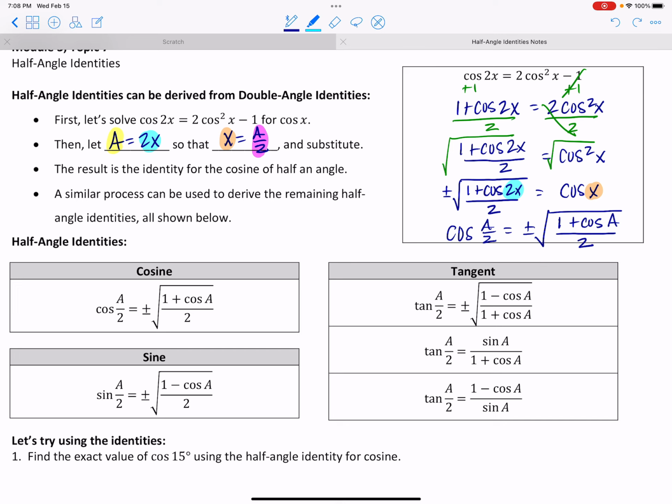It's actually good practice to manipulate these, but you can work through the solving of some of the other double angles and end up with these half angles. Ultimately, though, I just need you to be able to use the angles to do the same types of things we've been doing.